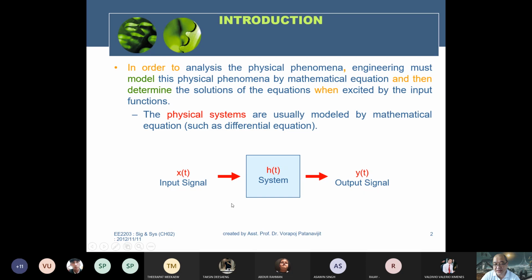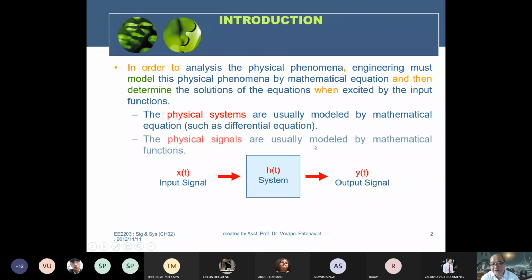This models the system. We frequently explain or describe or model them by the differential equation. If we have the input x(t), you have the output y(t). You can write the equation that links between the input and the output, and the system itself.